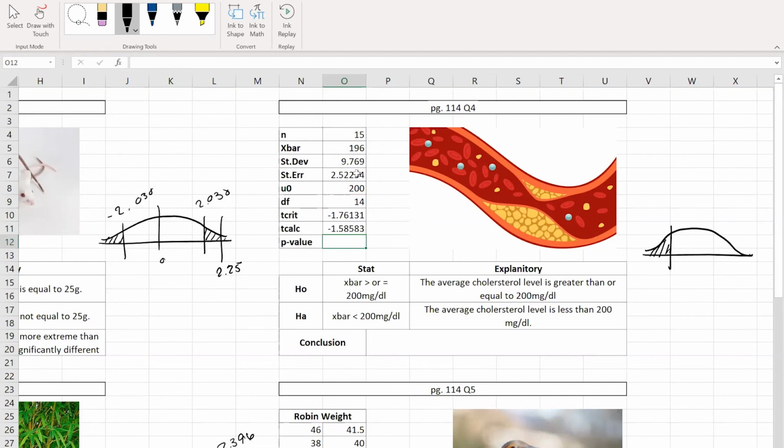Looking at this, our calculated value is less extreme than our critical value. Our critical value is negative 1.761, but our calc is actually not as negative, not as extreme, negative 1.586. So it falls in the acceptance region. So I expect our p-value will be greater than 0.05.